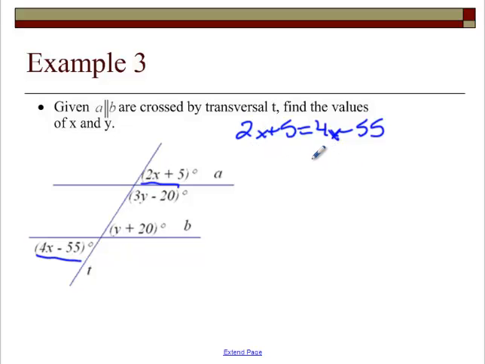I'm going to subtract 2x from both sides. I'm going to add 55. Divide by 2. I got x is 30.